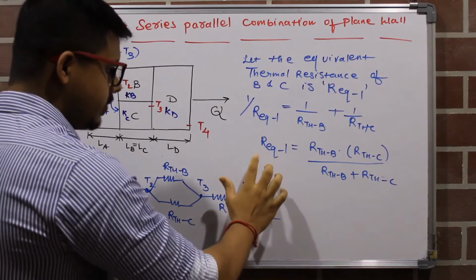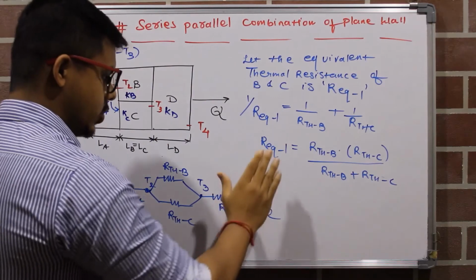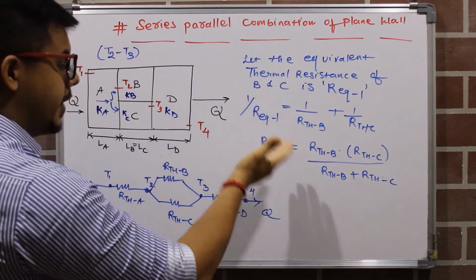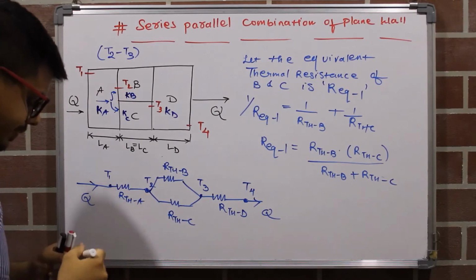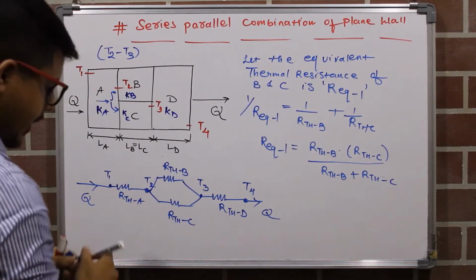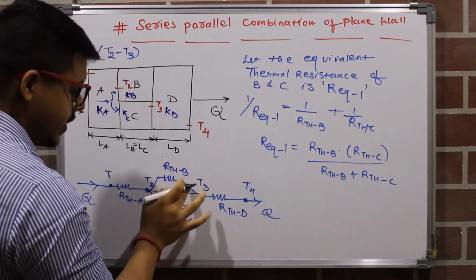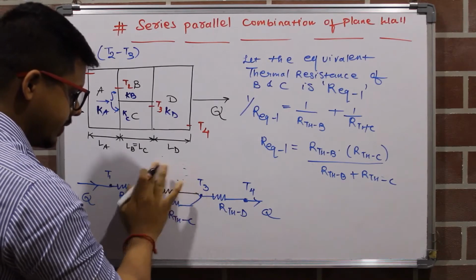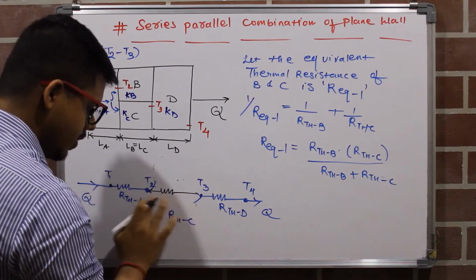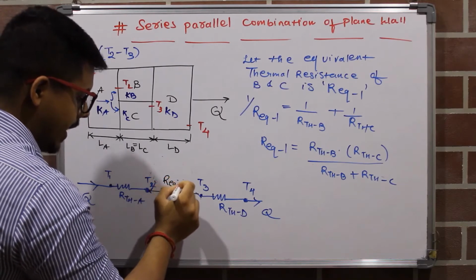So we got the formula for the equivalent resistance. That equivalent resistance will come in series with these two. So I will draw here, this is our equivalent resistance. I will rub these resistors. So this is R equivalent 1.